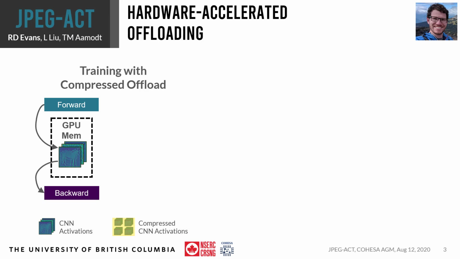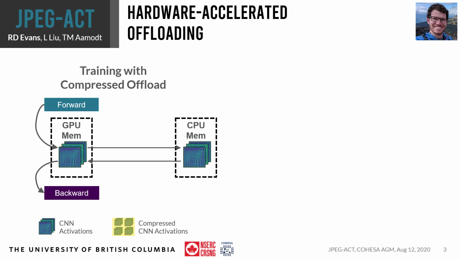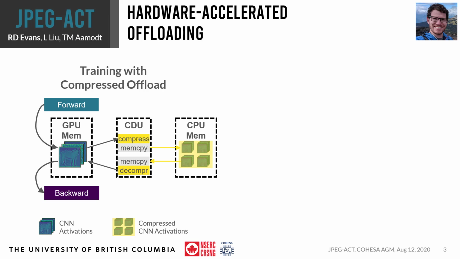When training neural networks, activations are generated in the forward pass. After the forward pass is completed, activations are consumed in the backward pass of training. For VDNN, a prior work, activations are offloaded to the CPU memory over PCI Express. During the backward pass, each activation is brought back from the CPU memory and placed in the GPU memory before use. We use a compressed offload, which adds a CDU, custom hardware to compress and decompress the PCIe interconnect.